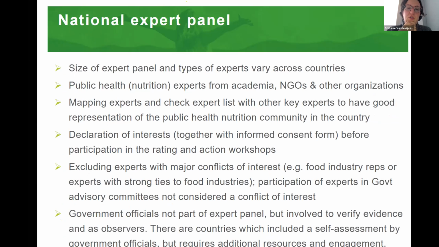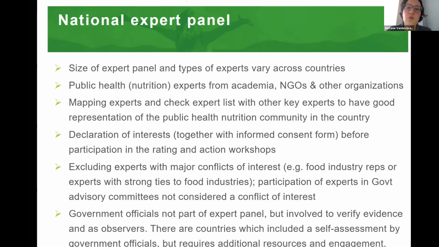So the expert panel, because I always get the question, what's the size of the expert panel? How many people do we need? And actually there's no real answer to that. The idea is to have a panel that is really representative of the public health nutrition community, which covers the organizations, NGOs, and academic experts working in this area. So the size of the expert panel can vary from country to country, as you will have seen on one of the previous slides comparing different countries.